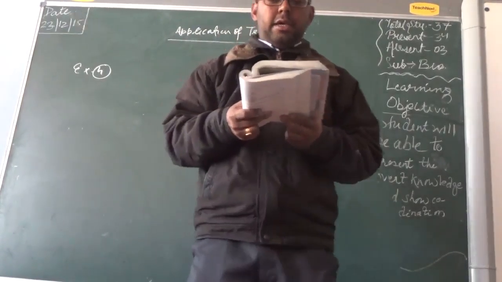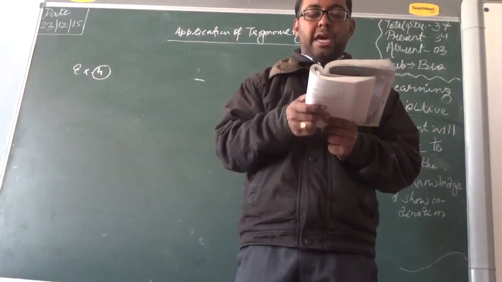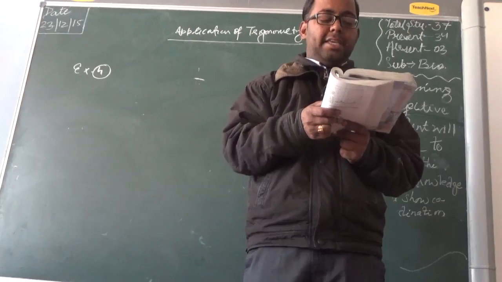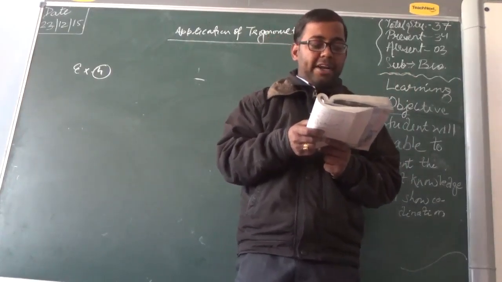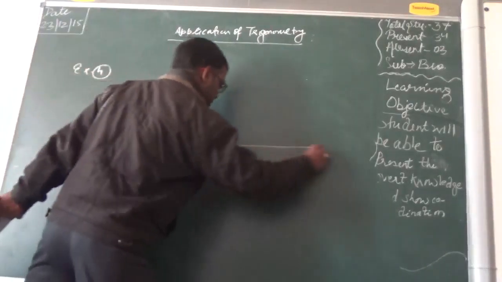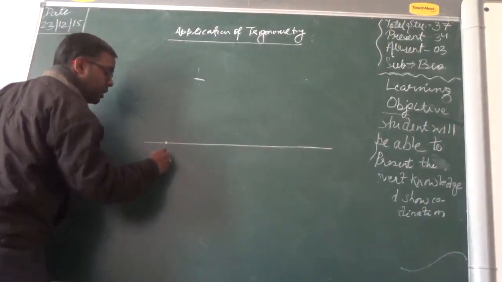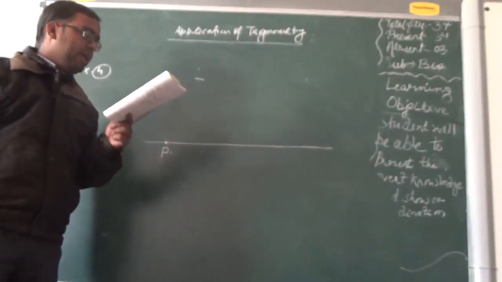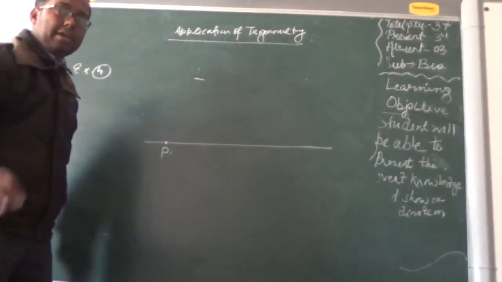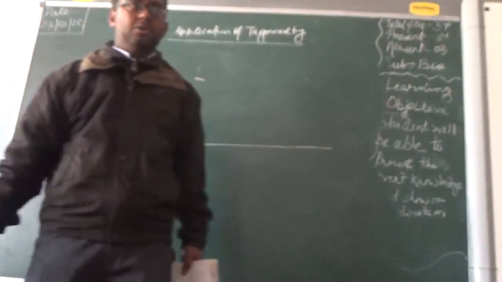Why are you worrying? From a point P on the ground, the angle of elevation of the top of a 10-meter tall building is 30 degrees. A point P on the ground is here. Angle of elevation and angle of depression are the two things.